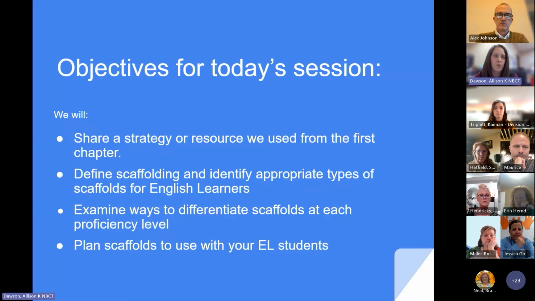But here's our job for today. We're going to share a strategy or resource that we use from the first chapter. We are going to define scaffolding and identify appropriate types of scaffolds for English learners. We will examine ways to differentiate scaffolds at each proficiency level. And then, like I said, we're going to have some time for you to actually plan some scaffolds to use with your English learners. All right, let's look back.